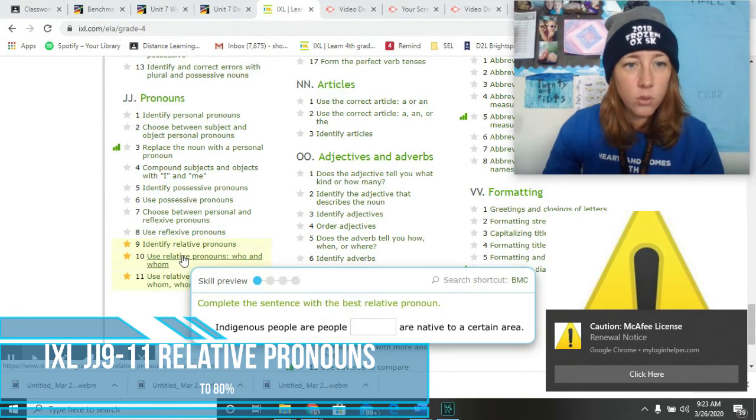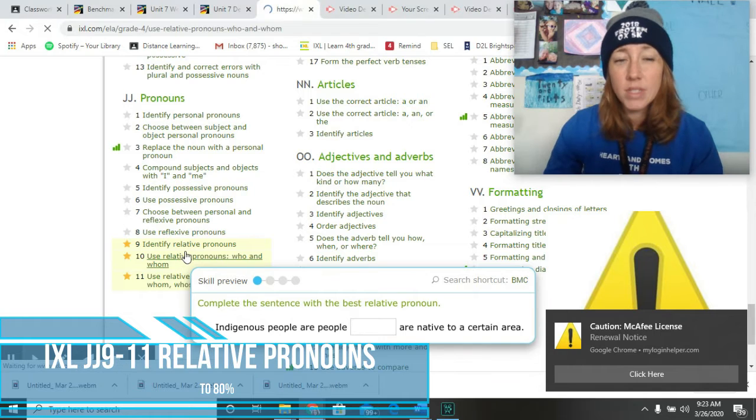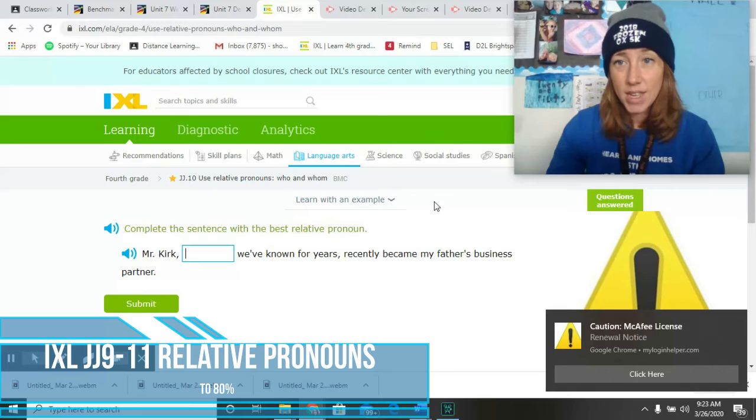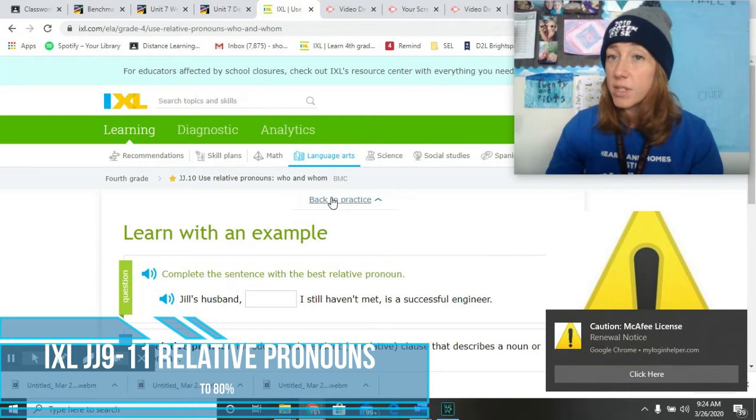So, use relative pronouns who and whom. This is a little complicated sometimes. It's trying to decide which one makes sense. Who or whom. Mr. Kirk, who we've known or whom we've known for years, became my father's business partner. So let's learn with an example again.